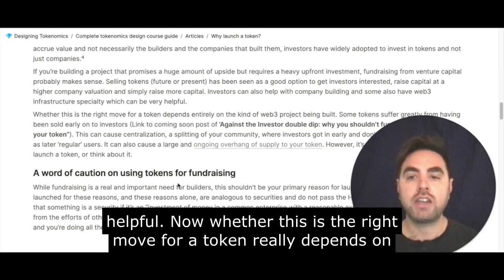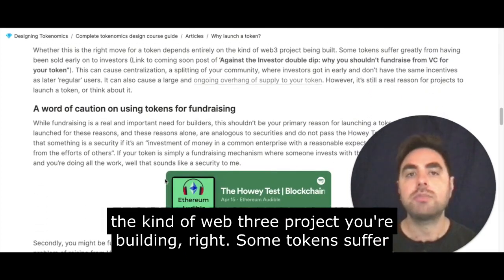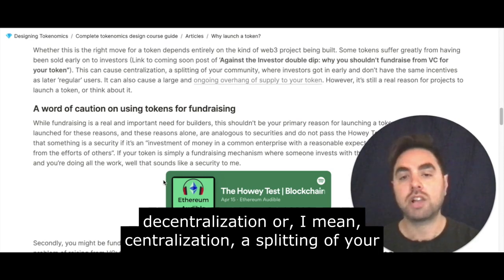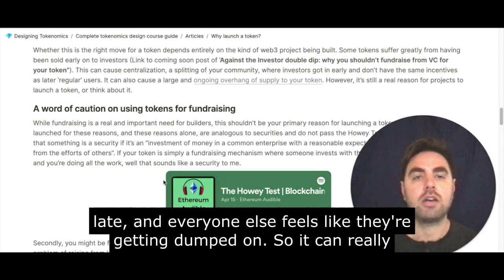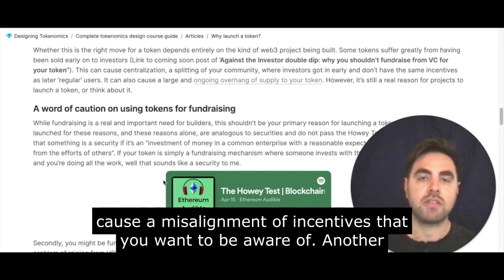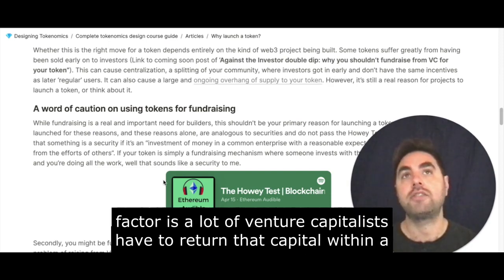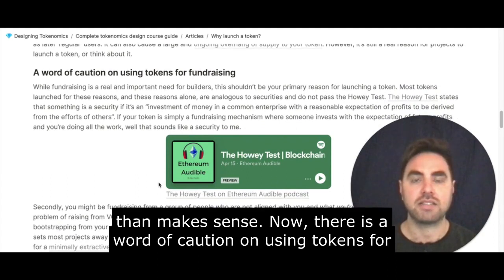Now, whether this is the right move for a token really depends on the kind of Web3 project you're building, right? Some tokens suffer greatly from having been sold early to investors, and others can cause centralization, a splitting of your community where the investors who got in early want to get out late, and everyone else feels like they're getting dumped on. So it can really cause a misalignment of incentives that you want to be aware of. Another factor is a lot of venture capitalists have to return that capital within a certain time frame, and to do that, you might have to extract more value than makes sense.